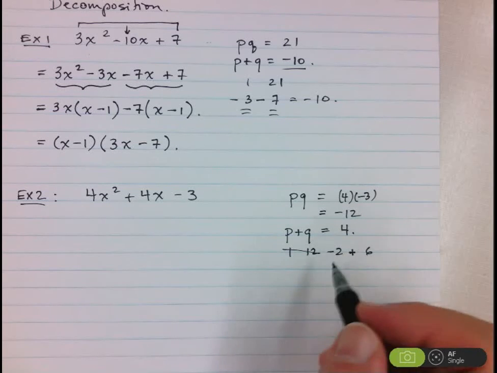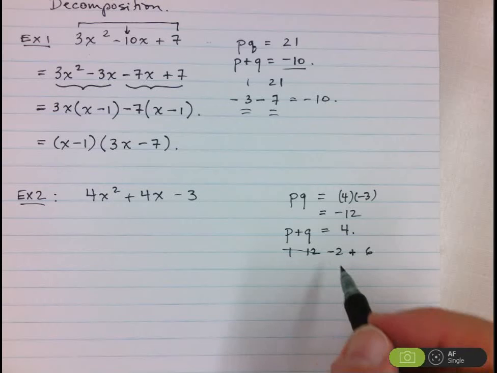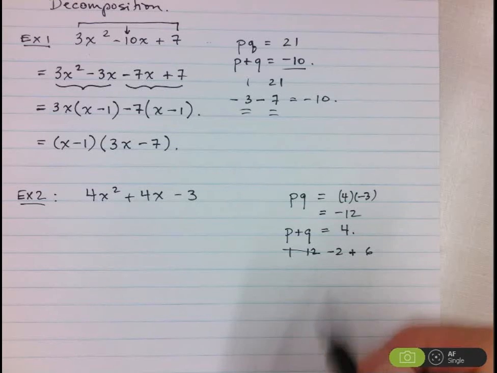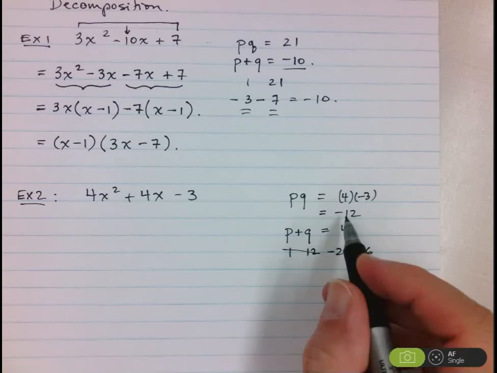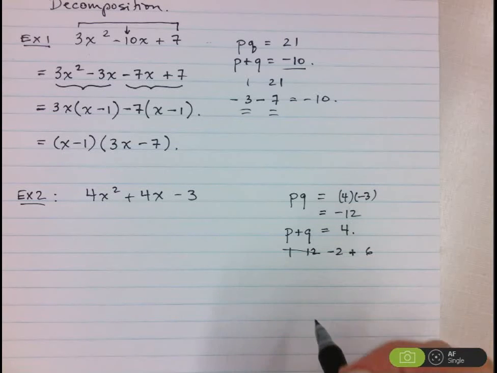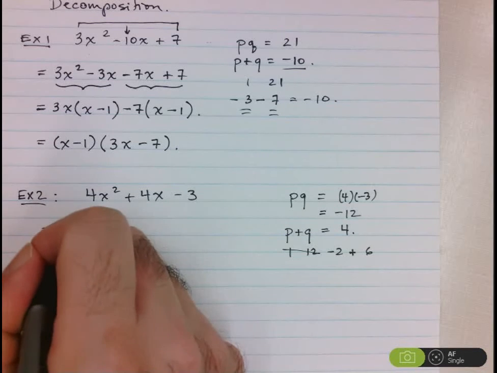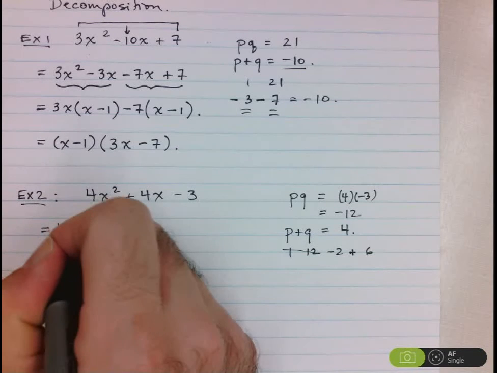Now, if you're having difficulty doing this step in your head, just do these checks in your calculator. Just check which one will give you the right answer. So negative 2 plus 6 is 4, negative 2 times 6 is negative 12. So those are my two numbers. Now let's go and use those numbers to do the decomposition.